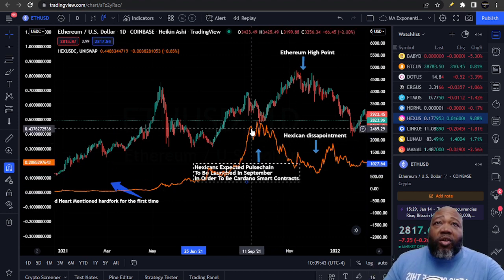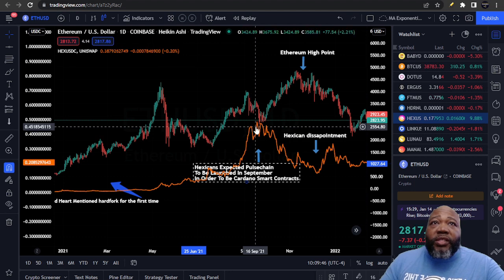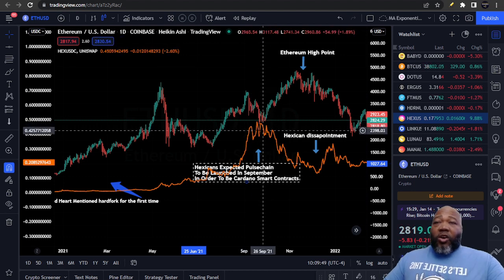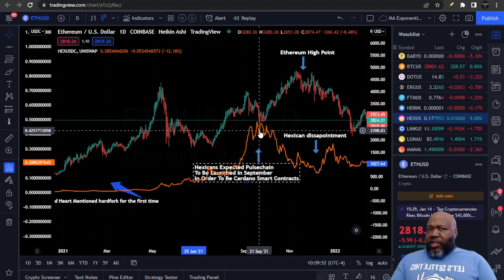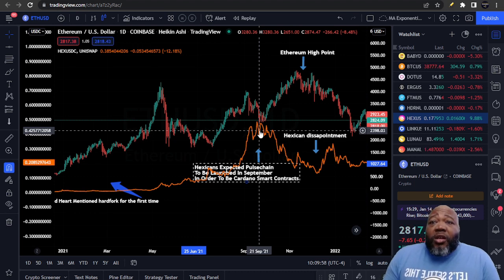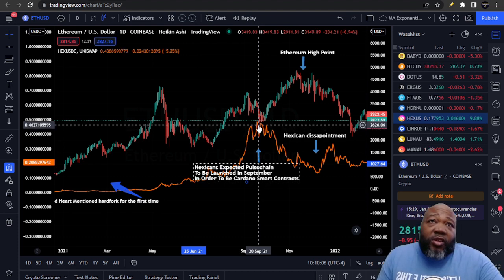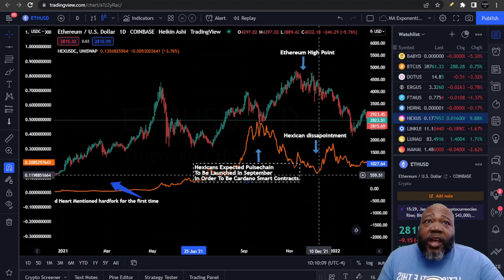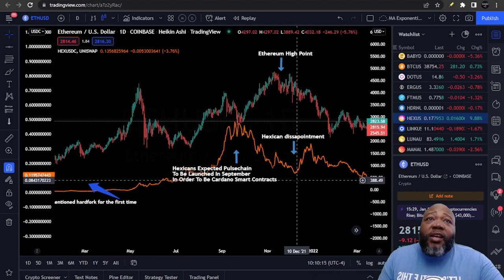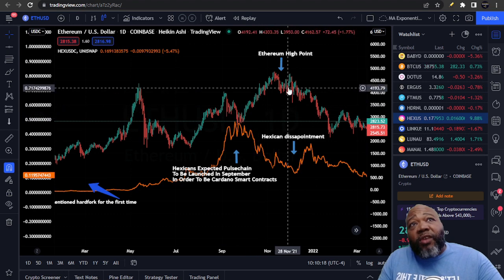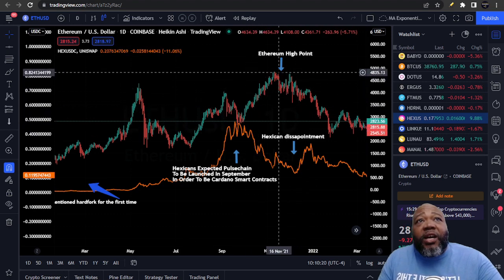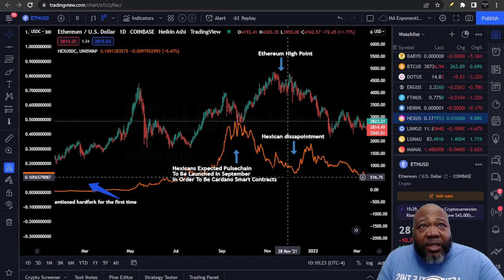And as you can see, HEX shot all the way up to 43 cents in September. Early October, Cardano launched its smart contracts, like around September 9th or 10th, something like that. And there was no PulseChain. PulseChain was being built out, but there was no PulseChain. So everybody got frustrated. And from that point on, because Cardano smart contracts were released, HEX fell in value, even though Ethereum, as you can see here, was still climbing to its all-time highs.